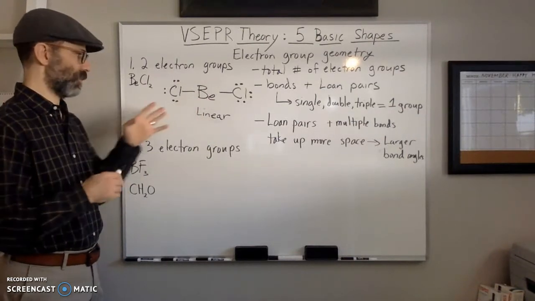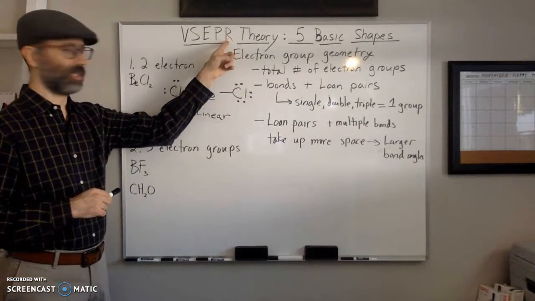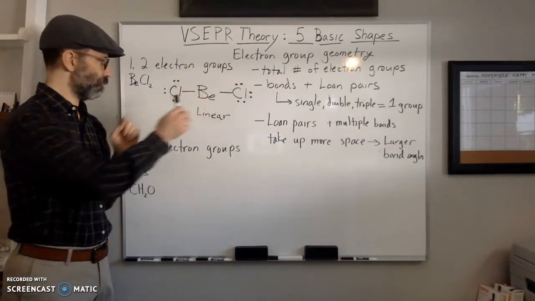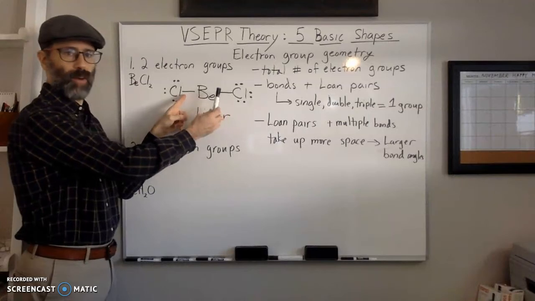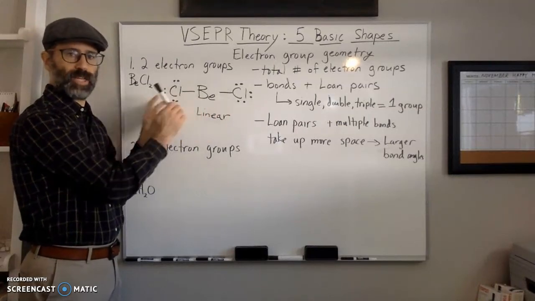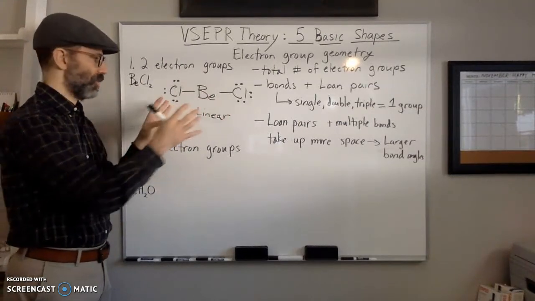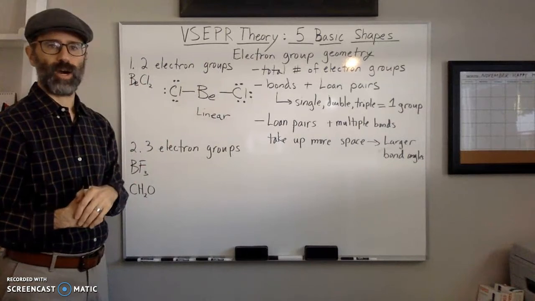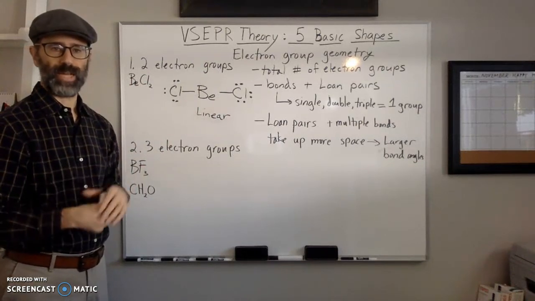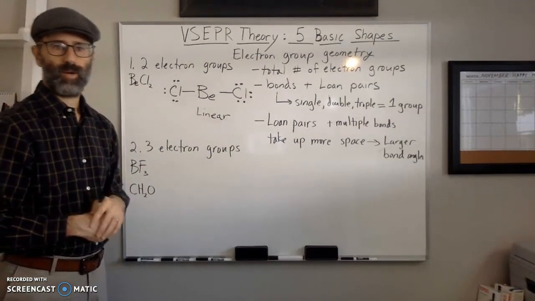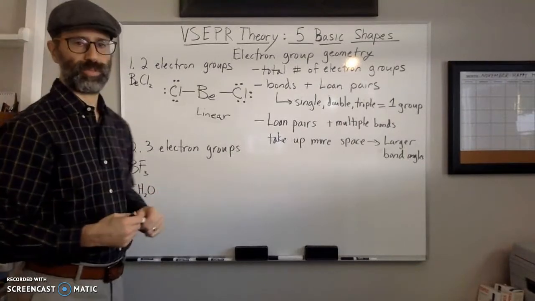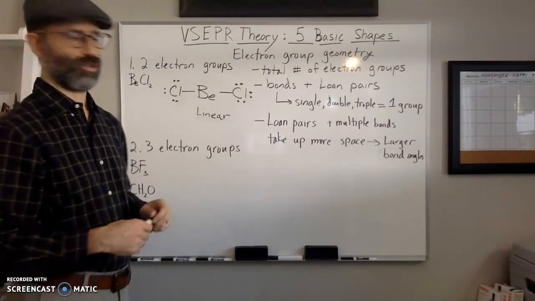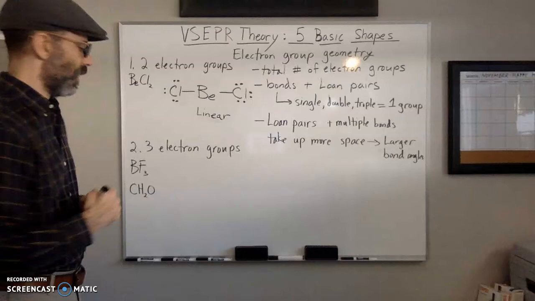And the reason it's linear, again, is because of repulsion. The electrons in this bond and the electrons in this bond do not want to be next to each other. So because of the repulsion of the negative charge, they are forced to be as far apart as possible. So that's why it's linear. Okay, what about the next one? So here we have 3 electron groups. So with 3 electron groups, same idea.